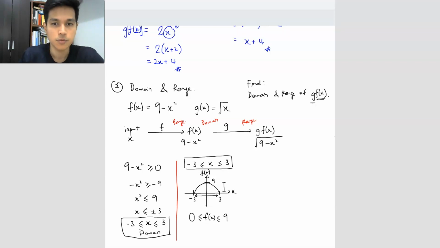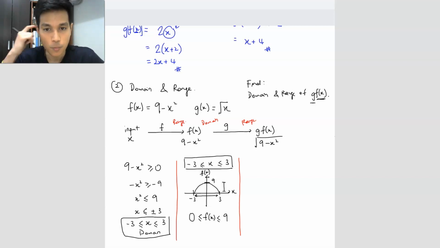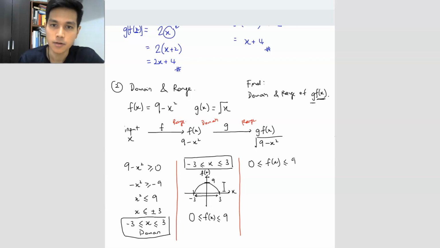Okay, so now we're going to go through the g function. Let me write this. This 0 to 9 will become the domain of the g function, correct? So 0 to 9 is going to be the domain of the g function because now it has to go through the g function.